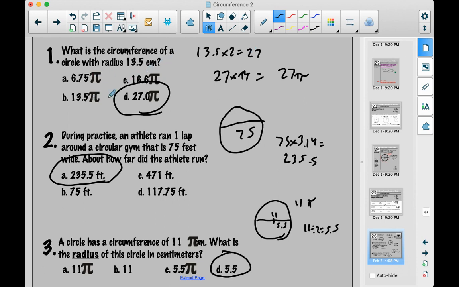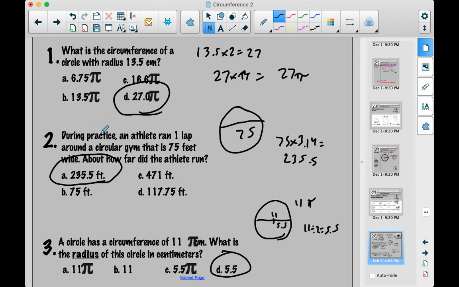Now, if you notice, all these answers are given as exact answers, so they have pi in them. Okay, so I wouldn't multiply by 3.14. It's not having me use the estimate here. It's giving me the exact answer. Okay, so the exact answer is 27 times pi, or 27 pi, right here.